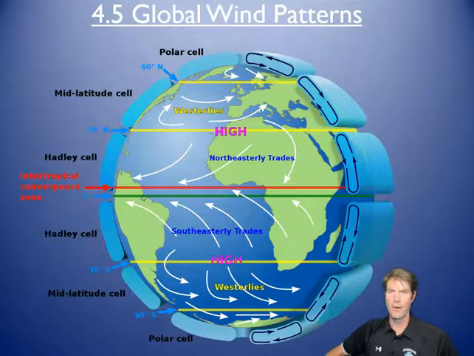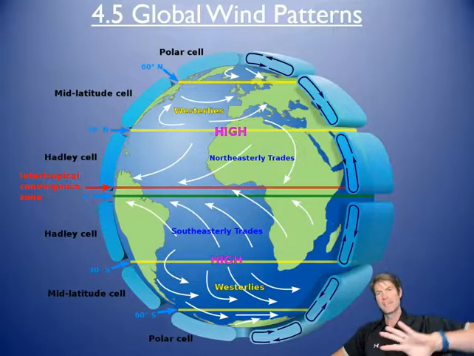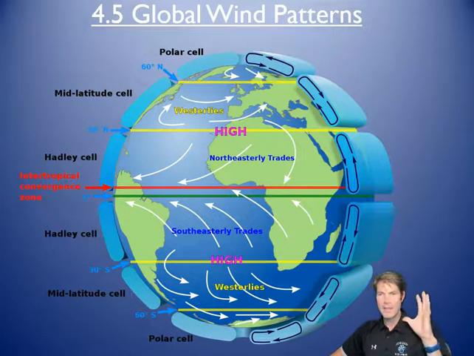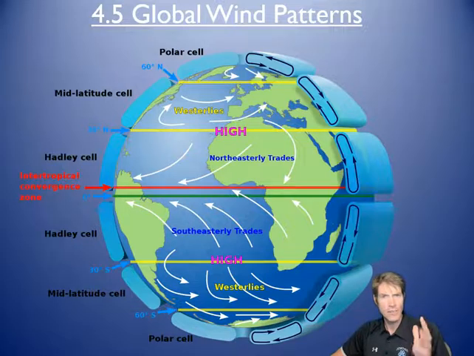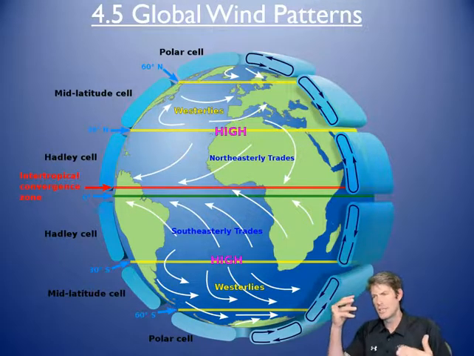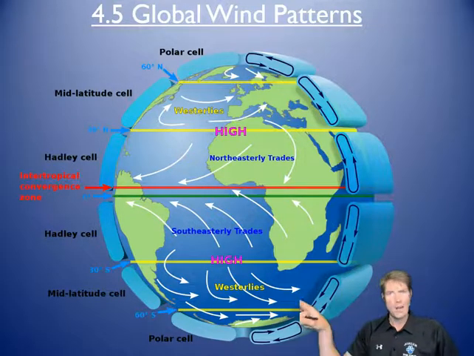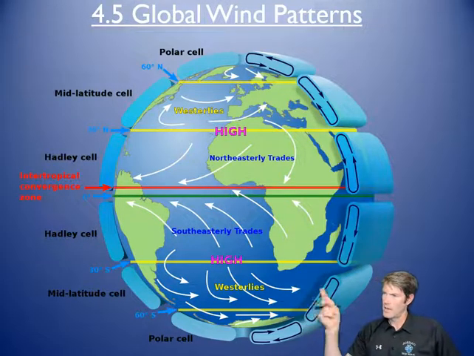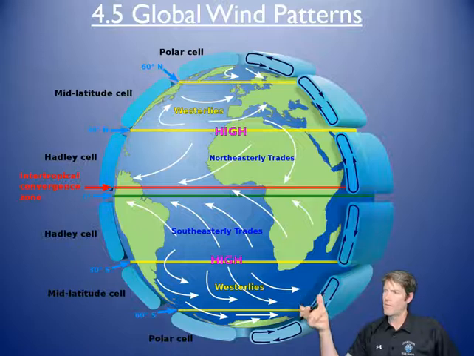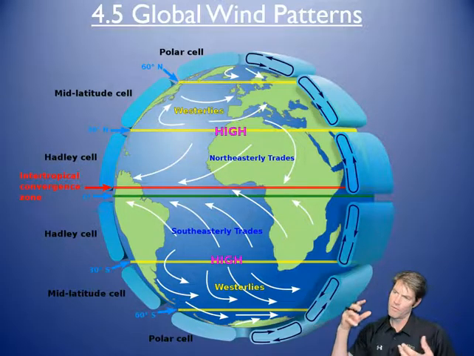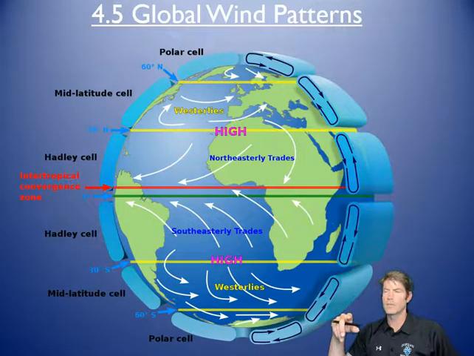Okay, 4.5 global wind patterns. Basically, what are the general trends that we see in wind all over the globe? Here in Long Beach, in general, we see winds coming out of the west, coming from the Pacific Ocean over the land towards the mountains.